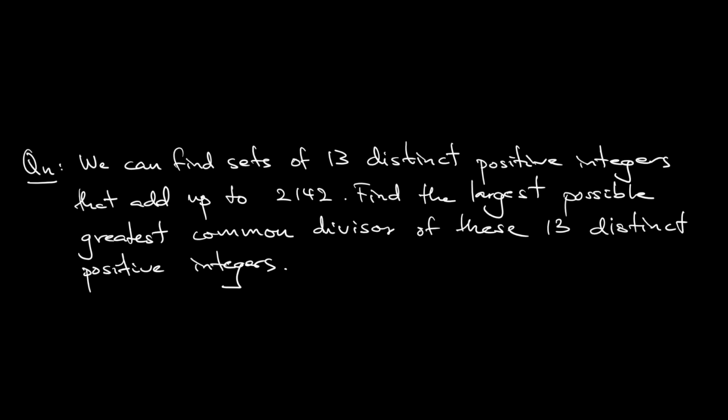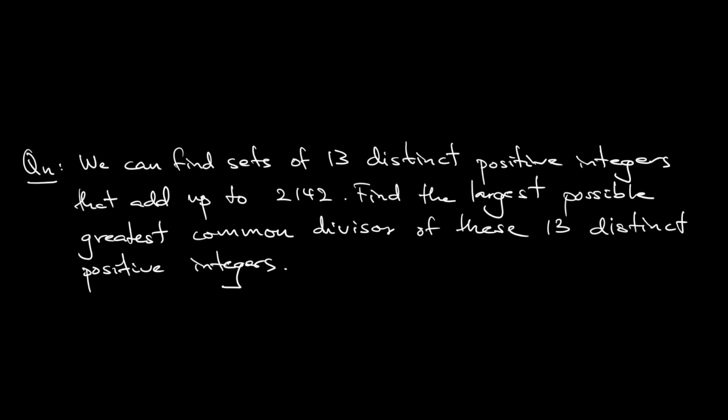Okay, let's read the question together. So this is a question of number theory topic. The question said that we can find sets of 13 distinct positive integers that add up to 2142. Of course, there are many different ways of choosing 13 positive integers that add up to this sum. That's why the question asks: among all these ways, find the largest possible greatest common divisor of these 13 distinct positive integers.